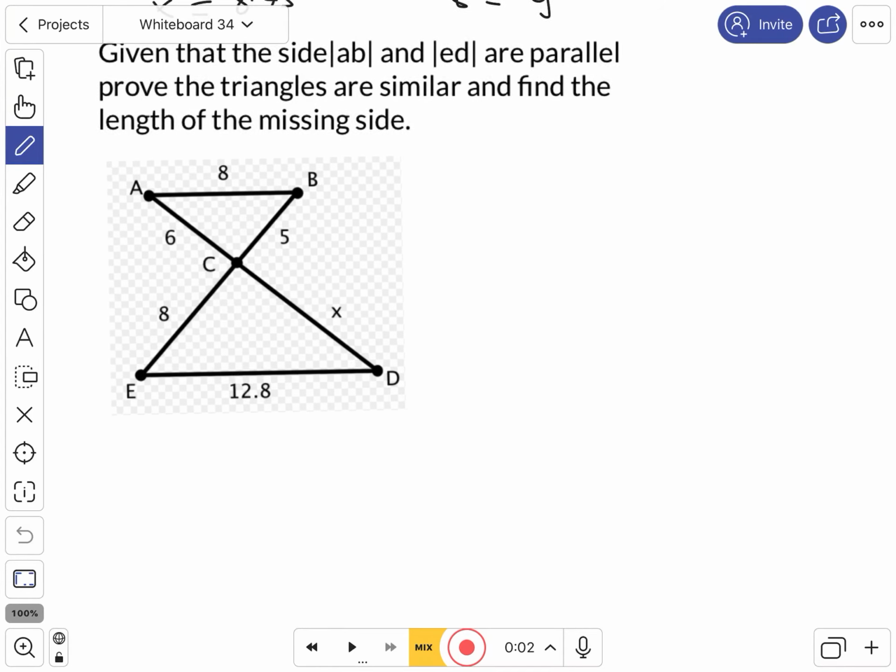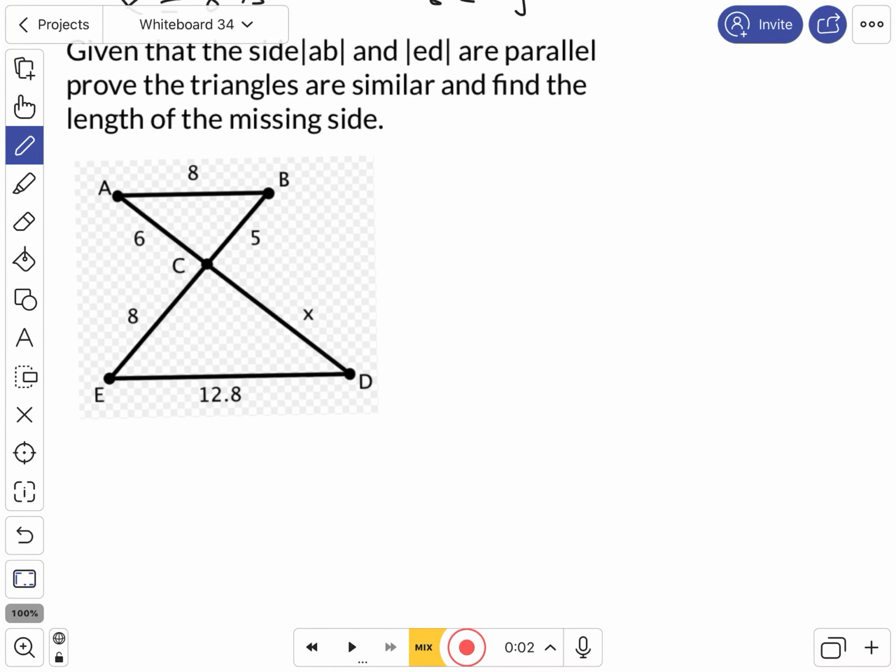is one that comes up quite often, something that looks like this. So here I have given that the side AB and ED are parallel, prove the triangles are similar, and find the length of the missing side. So to prove triangles are similar, I need to prove at least 2 angles. Now I can prove the third angle using whatever method I want, but as long as I've proved 2 angles, I can say then that all triangles have to add up to give 180 degrees. Therefore, these 2 triangles must be similar.